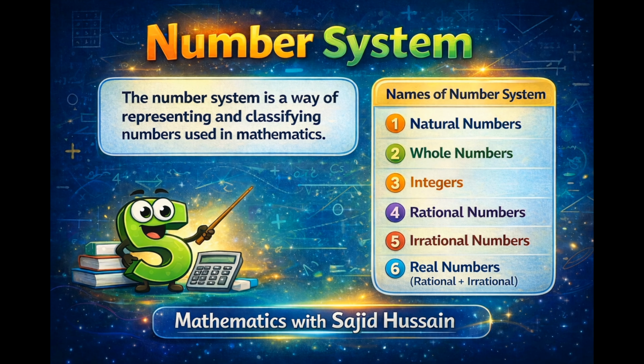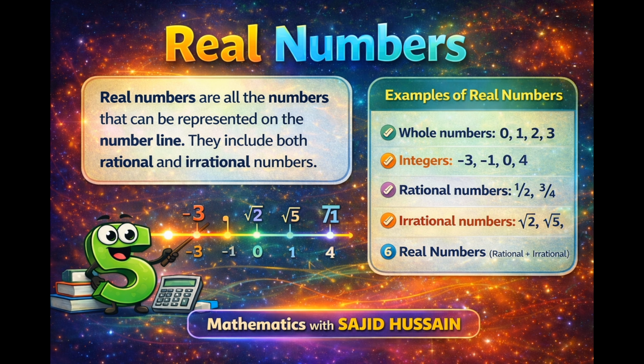Definition of number system. The number system is a way of representing and classifying numbers used in mathematics. Names of number system: real numbers, natural numbers, whole numbers, integers, rational numbers, irrational numbers.